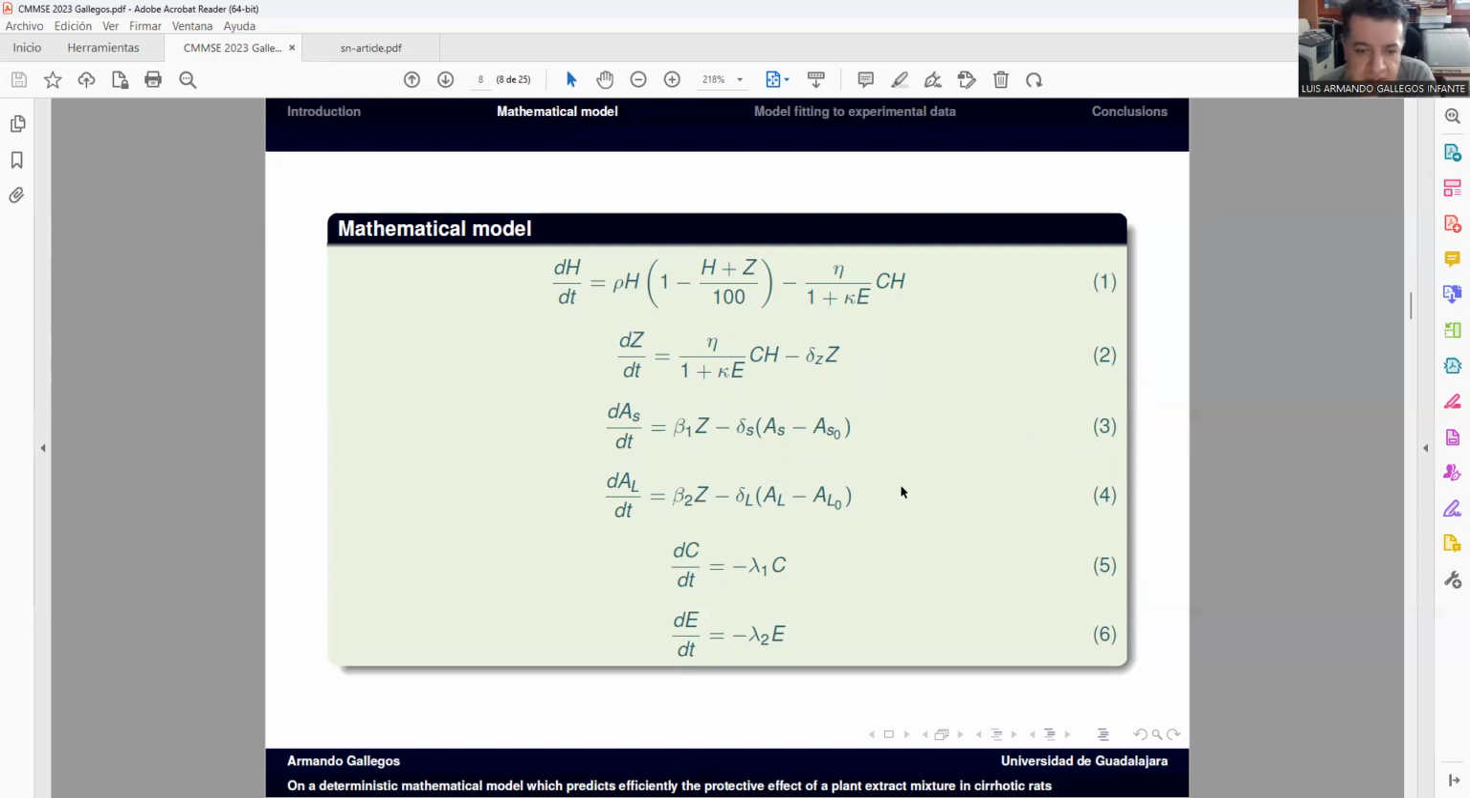Equations 3 and 4 describe the protein levels, where the first term describes the increase of the level in terms of the damaged hepatocytes, and the second term describes the natural stability of the levels in terms of the normal protein levels. Finally, equations 5 and 6 describe the concentration of the tetrachloride and the extract.